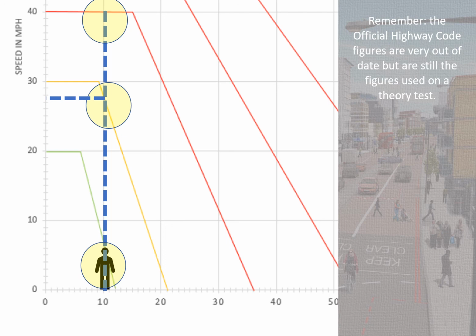So I hope that's given you a better understanding of overall stopping distance and what we mean by thinking distance and braking distance. You may be unlucky on your theory test and get a question that asks specifically about the braking distance rather than the overall stopping distance. You can work it out from overall stopping distance, take away thinking distance, but personally it's likely to be one question. I think we can afford 1 mark to be lost.